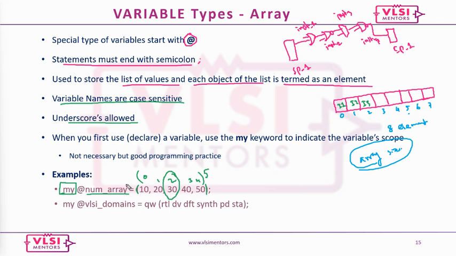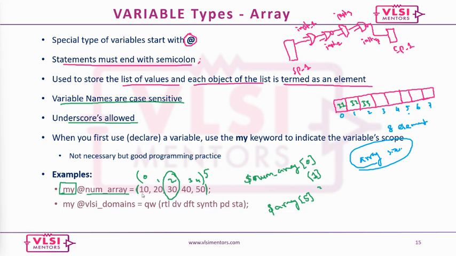Now how do you get a particular element? Say $num_array[0]. Here 0 means the first element, 1 means the second element, and 2 means the third element. So you can process the whole array, or if you want to extract or know what is in a particular location, this is the way: $array[5], for example. So this is one way.